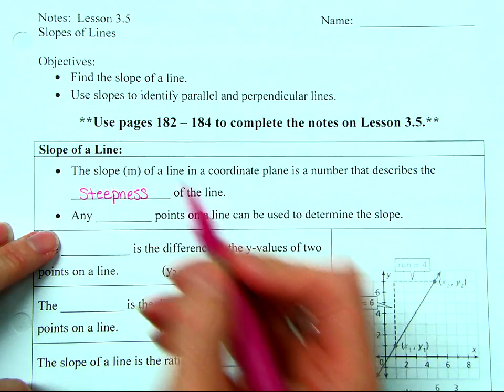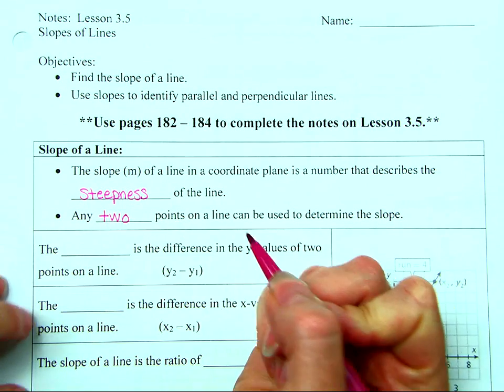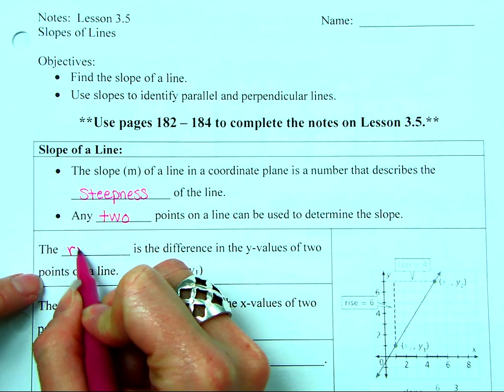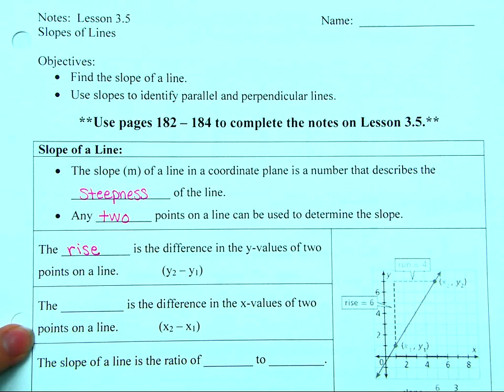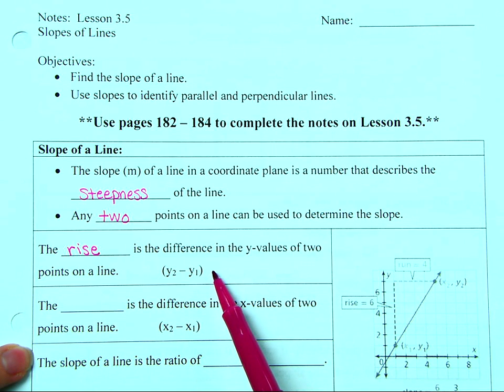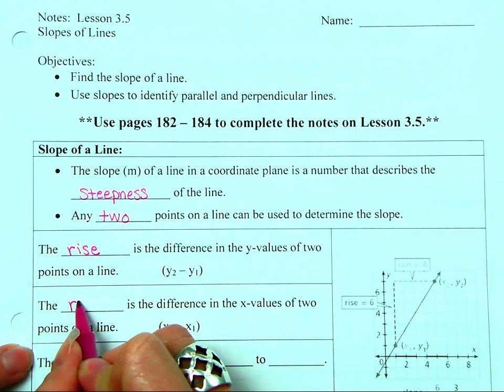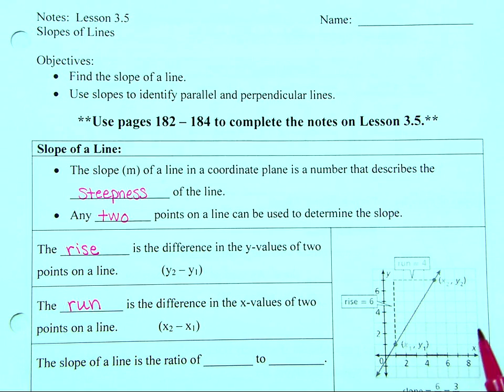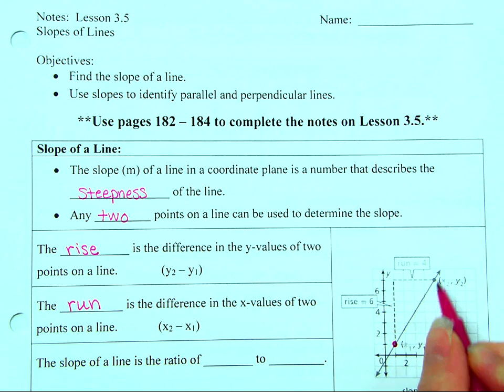When you're talking about slope, you can use any 2 points on your line to determine the slope. We define that the rise is the difference between the y values of the 2 points on the line. So we look at rise as being y2 minus y1, really the difference in the vertical change. And the run is the difference in the x values of the points on the line, x2 minus x1, the horizontal change.